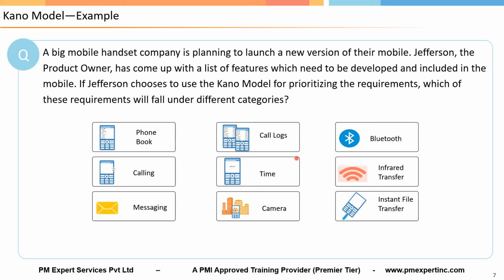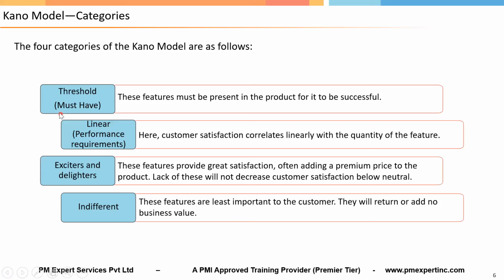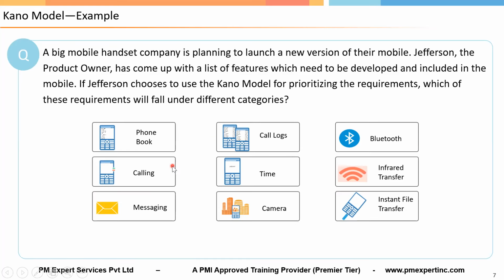You can categorize them into various categories as per the KANO model. These were the categories: threshold, linear, exciters and delighters, and indifferent. And these are the requirements. So please try it yourself. Categorize the requirements into the categories we have discussed. I'm giving you 3 minutes and we'll discuss.